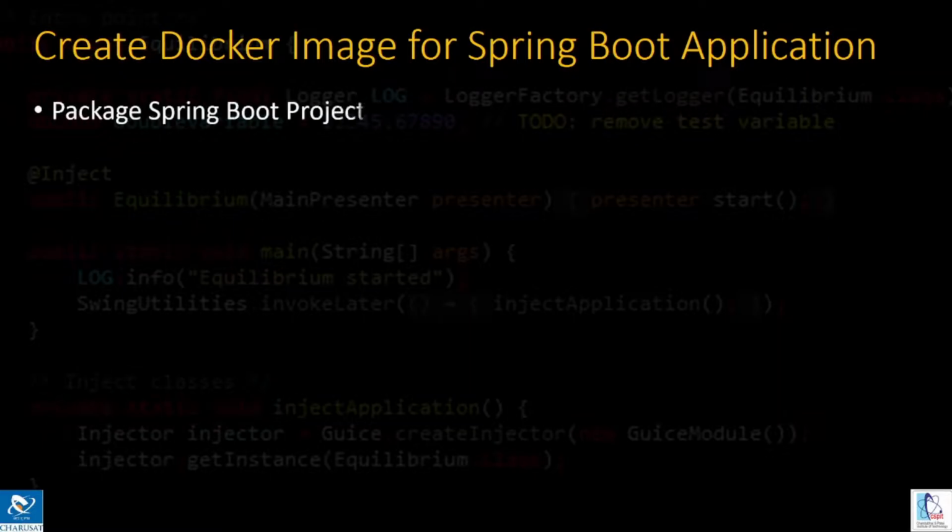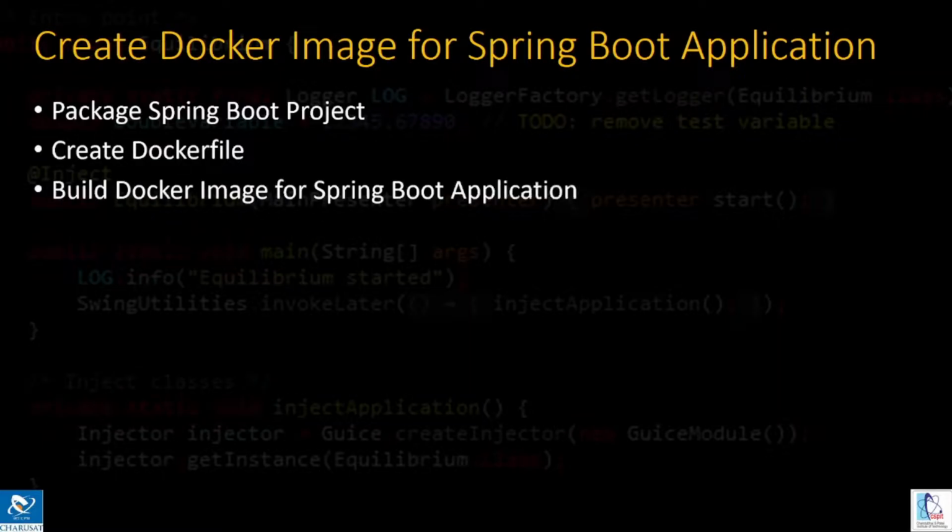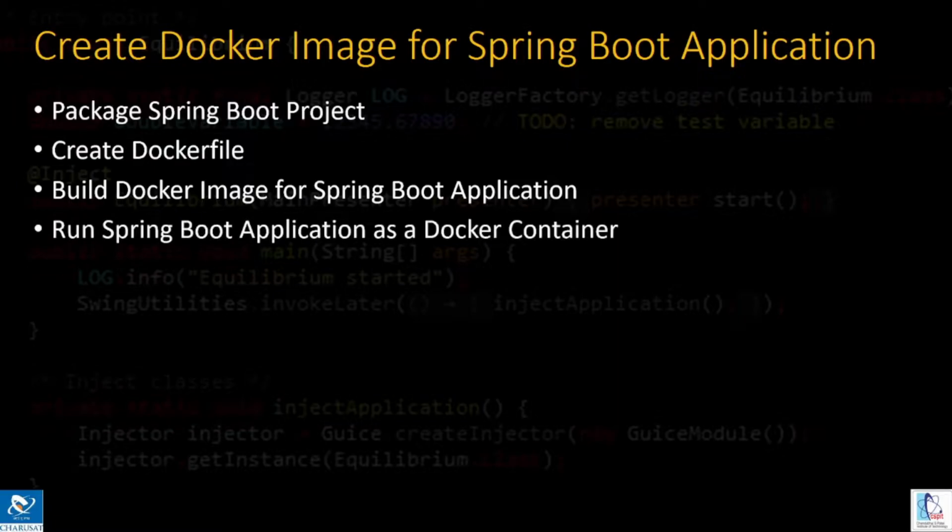The first step is that we are going to create the package of the Spring Boot project. The second step is creating a Docker file. The third step is building a Docker image from the Spring Boot application, which would be done with the help of a Docker command. And the fourth one is running the Spring Boot application as a Docker container. So this is what we are going to see in the video.